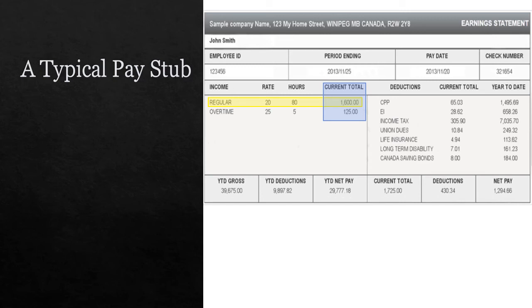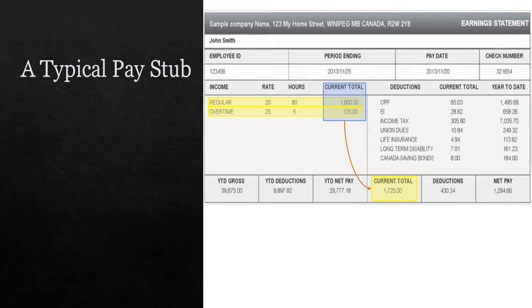But if we want to know what the total is for this pay period, we also need to look at overtime, because that goes into what he's getting paid as well. Here we can see he worked 5 hours at $25 an hour for overtime, so he gets another $125 added. If we add those two numbers up, 1,600 and 125, we get 1,725. So let's see if we can find that on this pay stub. If you look down, it's located right there at the end of the arrow.